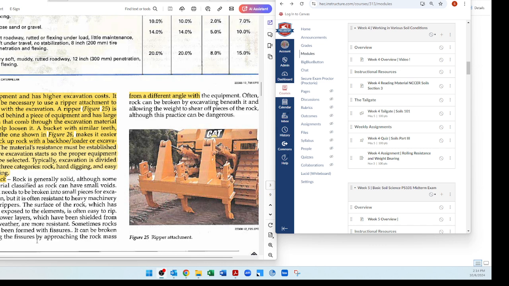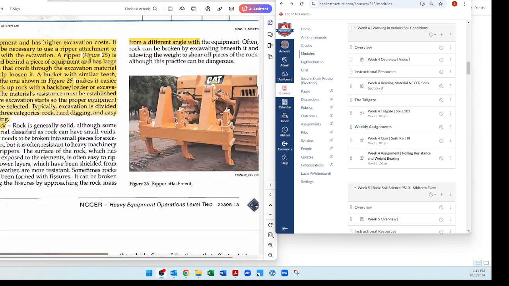Like when you get to rock, if it's not solid, it may have cracks in it and it may have fissures. It may be lapping each other. And you want to dig against those overlaps. It makes it easier digging. And that's what they're talking about, coming from different angles with the equipment. Often rock can be broken by excavating beneath it and allowing the weight to shear off pieces of rock.